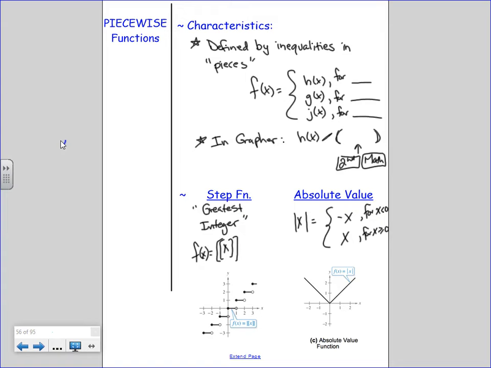However, what's coming tomorrow? Translations, dilations, reflections. Yay! So if you have some extra time, maybe look ahead and be like, oh, I learned this once and I have to know it again.